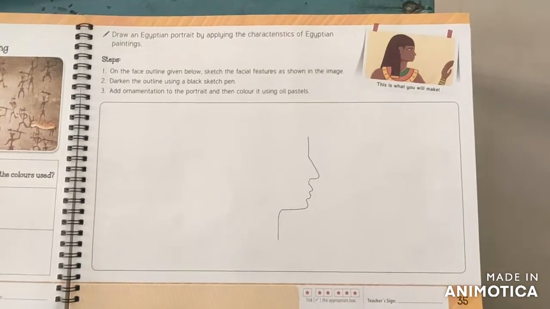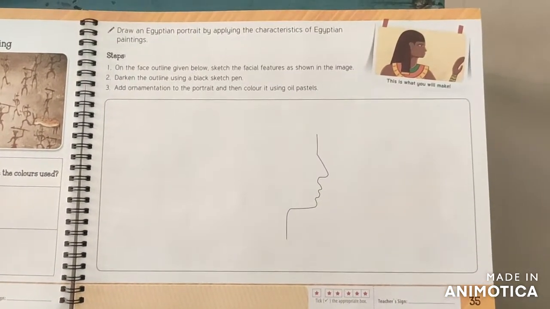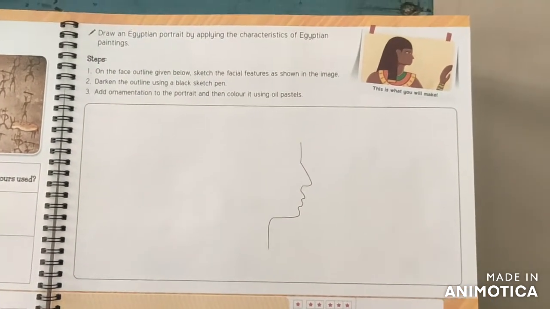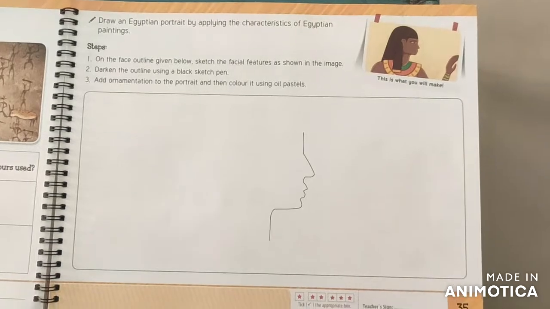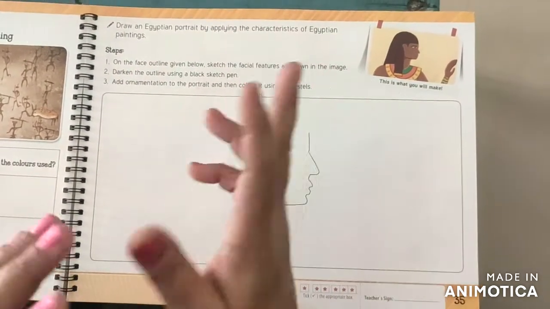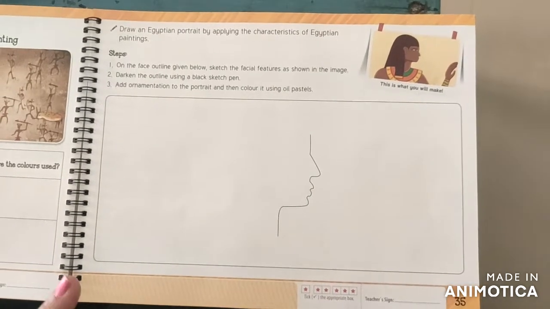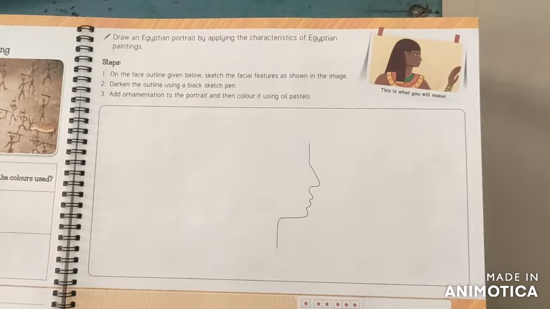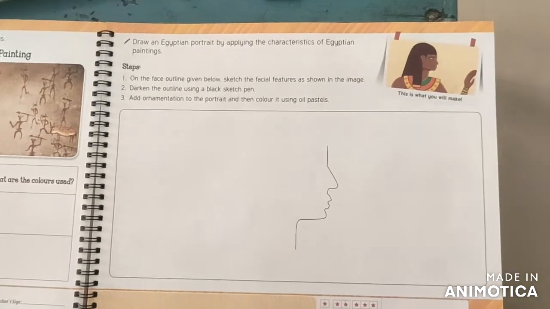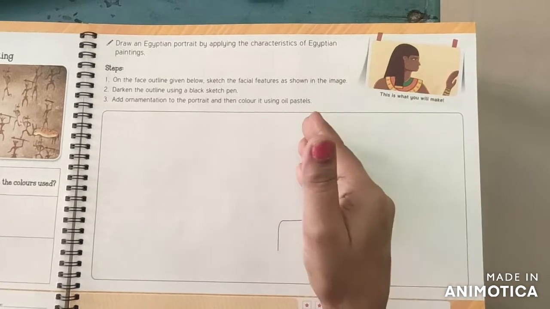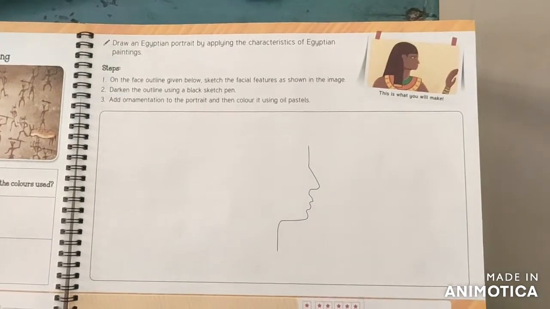Come to the next page, 35. Draw an Egyptian portrait by applying the characteristics of Egyptian paintings. Here we have to follow 3 steps, and after that we will make like this. On the face outline given below, sketch the special features as shown in the image. We have to copy that image only. After observing that image, try to complete this outline.